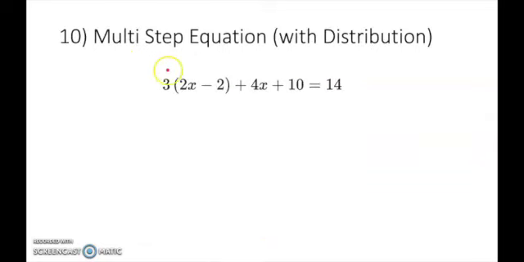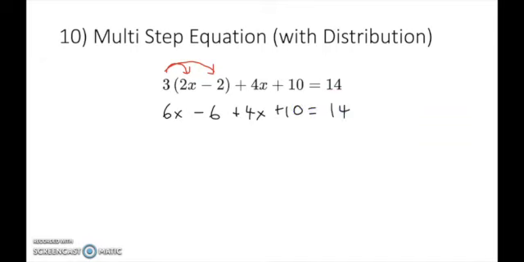Our last problem is the most complex one because there's distribution involved. So let's distribute this 3 term to both of these terms before we do anything else. So 3 times 2x is going to equal 6x. And 3 times negative 2 is going to equal negative 6. Let's rewrite the other terms down here like so. 4x plus 10 equals 14.